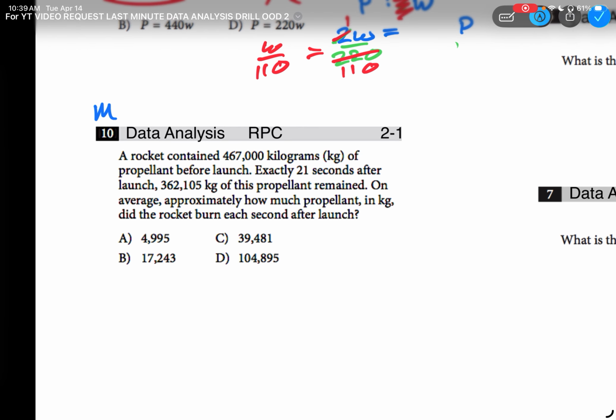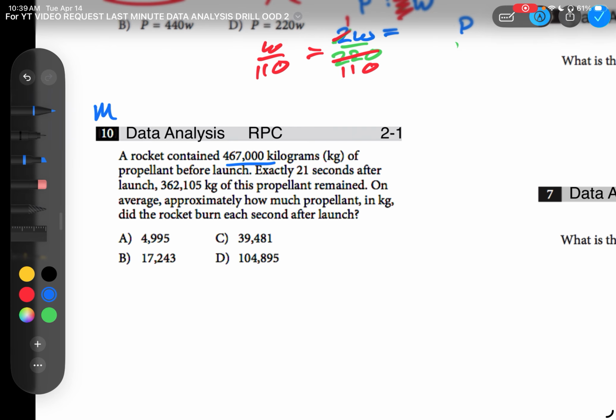Here, a rocket contained 467 kilograms of propellant before launch, right? I know that's going to be involved, so let me write that down. 467,000, and that is before the launch. Let me continue reading and see if I need to set up with labels. Exactly 21 seconds after the launch, 362,105 of this propellant remains.